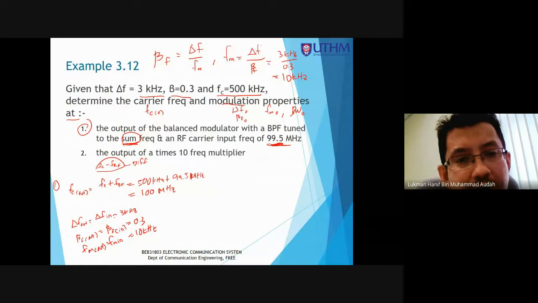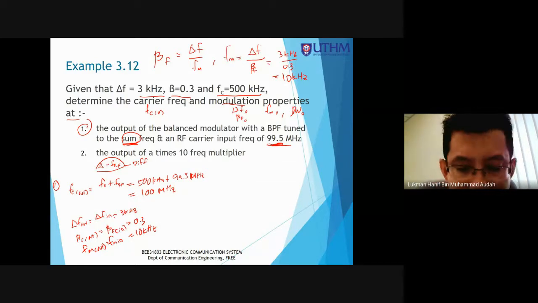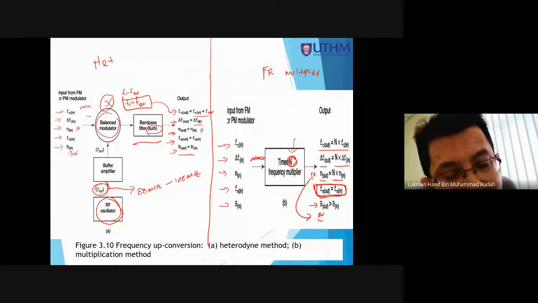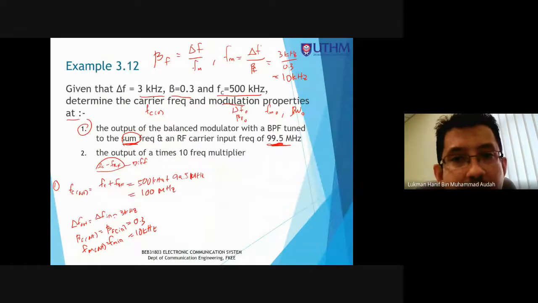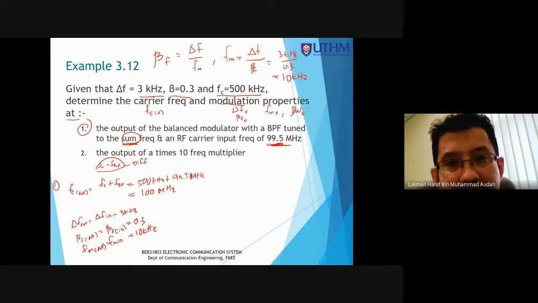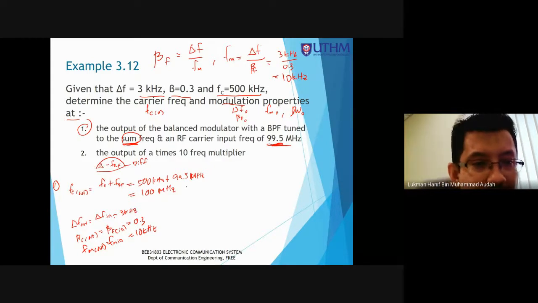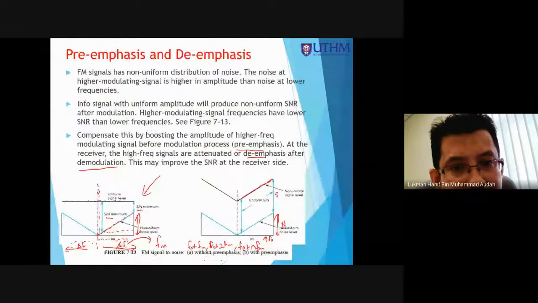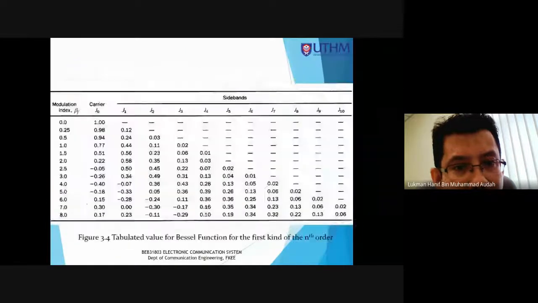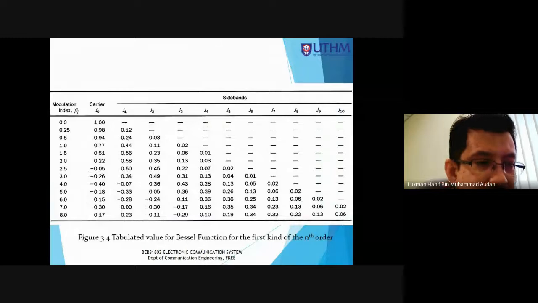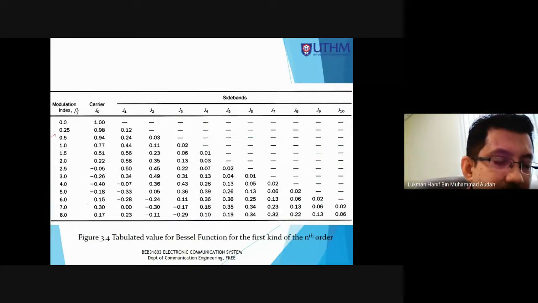Okay, and then what? We can find the bandwidth. Bandwidth macam mana pula? Kalau bandwidth bermakna kita boleh kira berdasarkan Bessel table. 0.3 tak ada dalam Bessel table. So if you want to find the bandwidth, 0.3 ada tak? Saya go back saja. Okay, 0.3 tidak ditunjukkan dalam table.